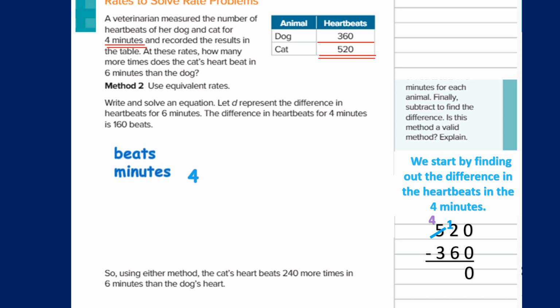Good luck trying to put 12 fingers up. 12 minus 6 is 6, and then 4 minus 3 is 1. So what we have now is a difference of 160 beats per 4 minutes. Do I have to find my unit rate?